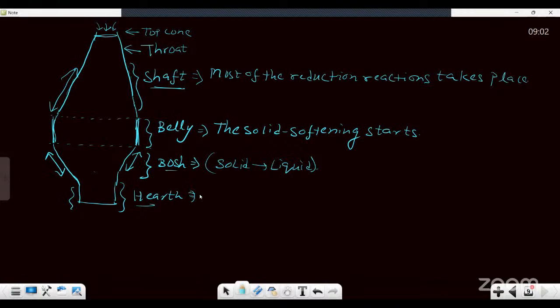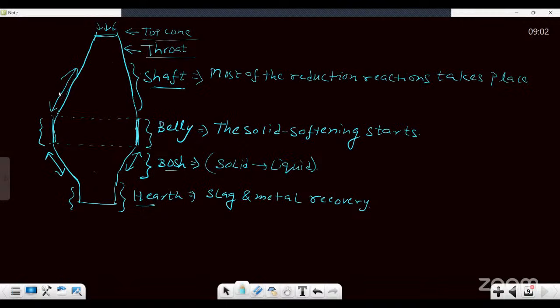At the hearth region, basically, slag metal recovery is taking place. Slag and metal are getting separated, so we call it slag metal recovery. So ultimately, one thing is very important to note from the SAIL exams point of view. Now I'll tell you what is important.